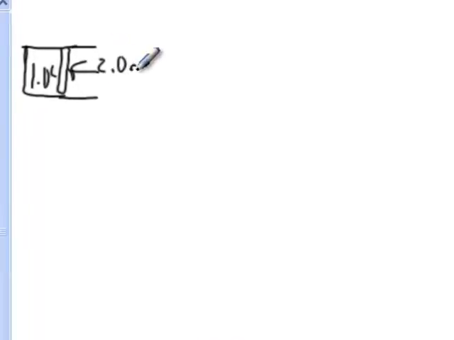Now we have this expansion happening in 2 stages. Let's model the 2 stages with drawings. Here's our starting position, movable piston, in our container. We know our original volume is 1 liter. We know the pressure is 2 atmospheres.